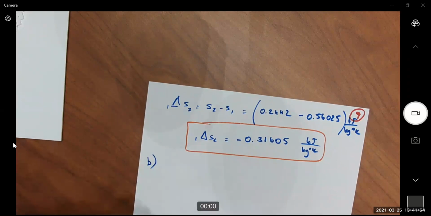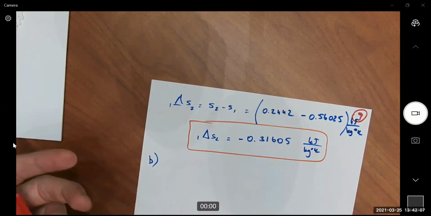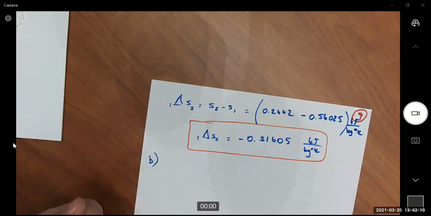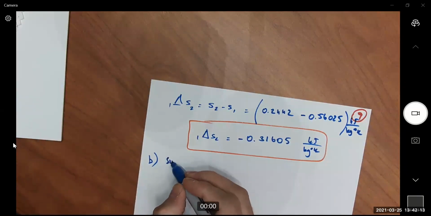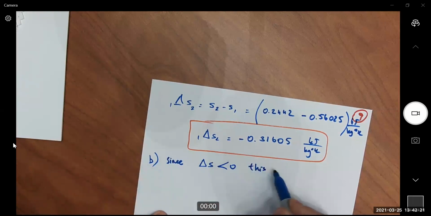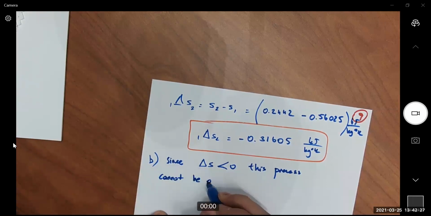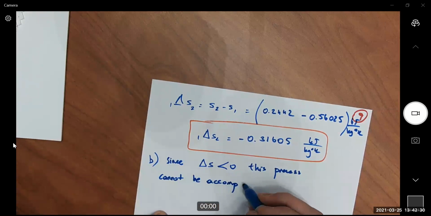Part E: can this process be accomplished adiabatically? No, because delta S is negative. So since delta S is less than 0, this process cannot be accomplished adiabatically.